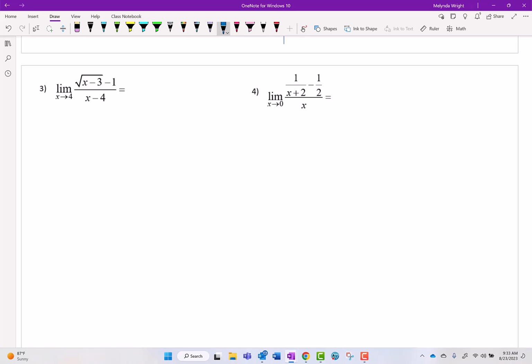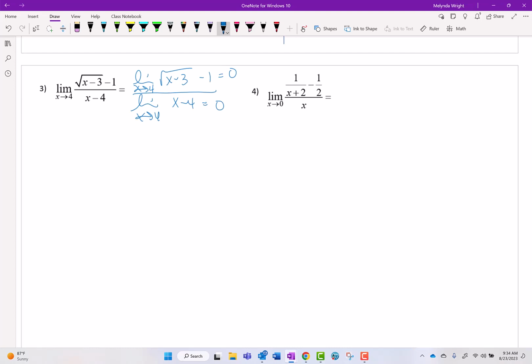We ready? Yes? So limit x goes to 4, square root of x minus 3 minus 1 over limit x goes to 4, x minus 4. Okay, so let's see. So I put in a 4. Square root of 4 minus 3, that's the square root of 1. 1 minus 1 is 0. And that's 0. So I have a type 2, 0 over 0.